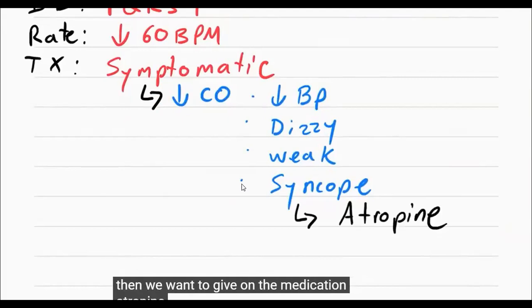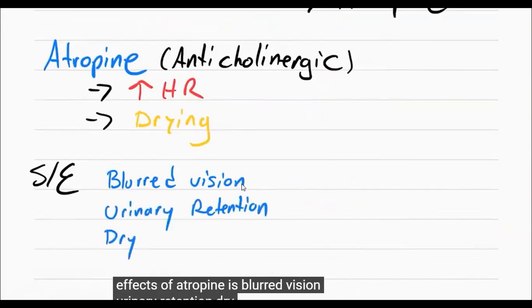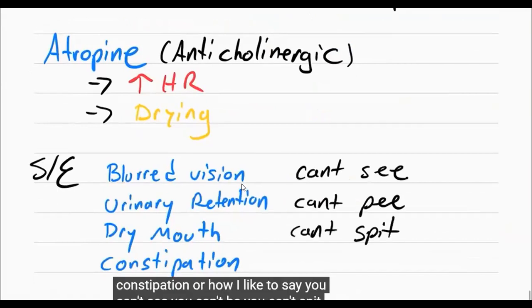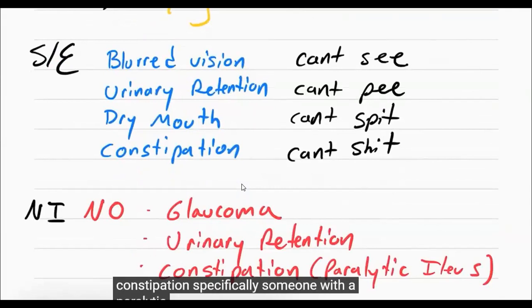Atropine is an anticholinergic that increases the heart rate, but it also causes a drying effect. The side effects of atropine is blurred vision, urinary retention, dry mouth, and constipation. Or how I like to say, you can't see, you can't pee, you can't spit, and you can't shit. You also need to know that you don't give this drug to anyone with glaucoma, urinary retention, or constipation, specifically someone with a paralytic ileus, which means the bowels aren't moving.